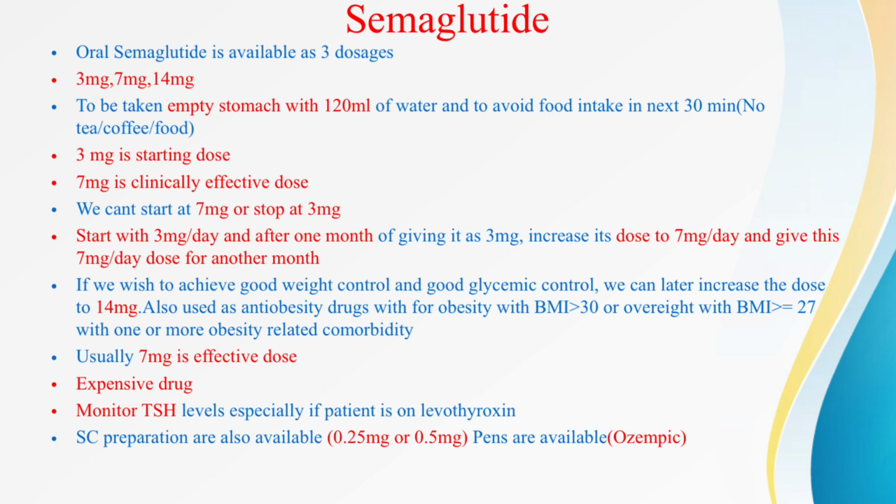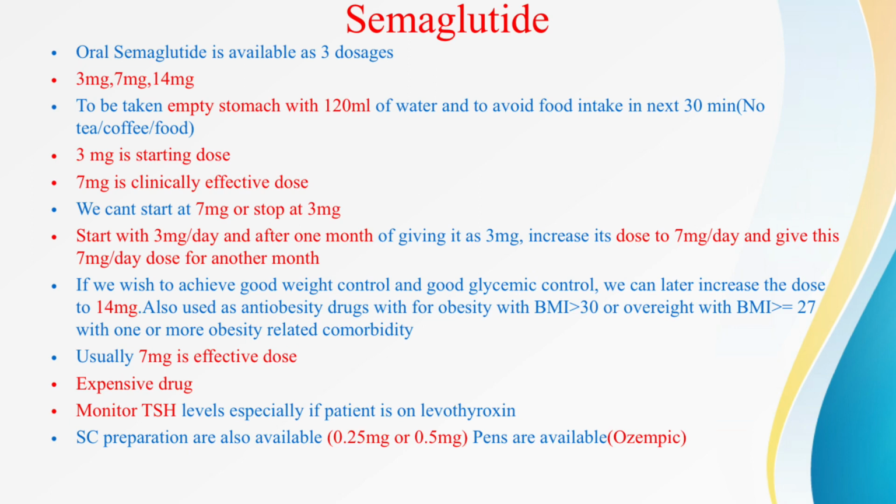But the effective dose is 7 milligram. So with semaglutide, we have to start with 3 milligram. We have to give 3 milligram per day for a month. Thereafter, we can increase its dose to 7 milligram per day for another month, and this 7 milligram is the effective dose. We can't prescribe semaglutide to every person because it is very expensive. We have to see the cost effectiveness also.